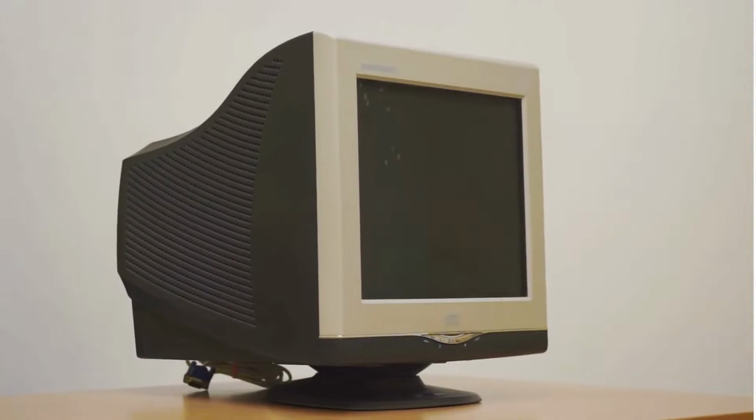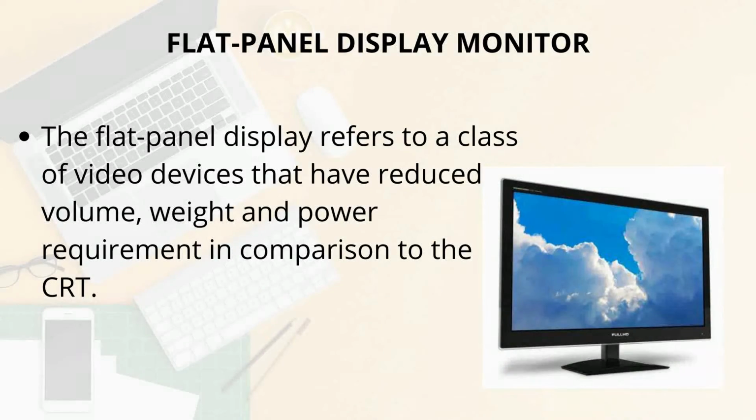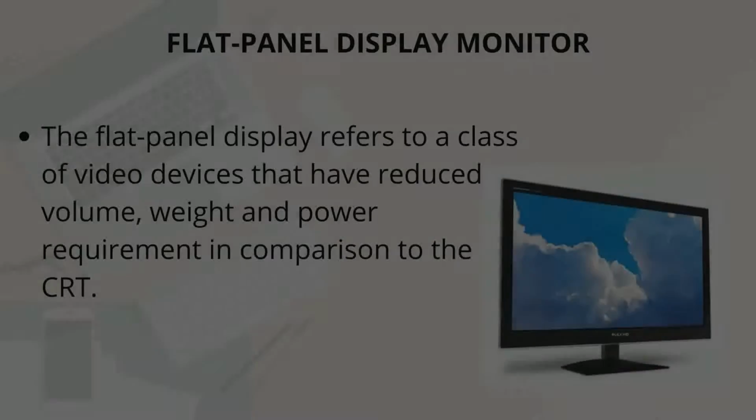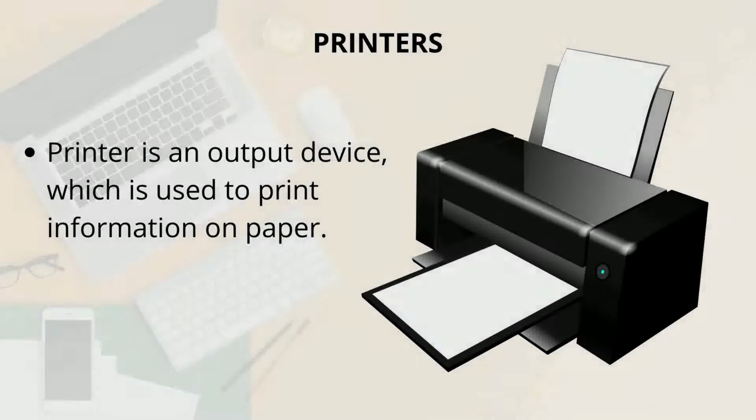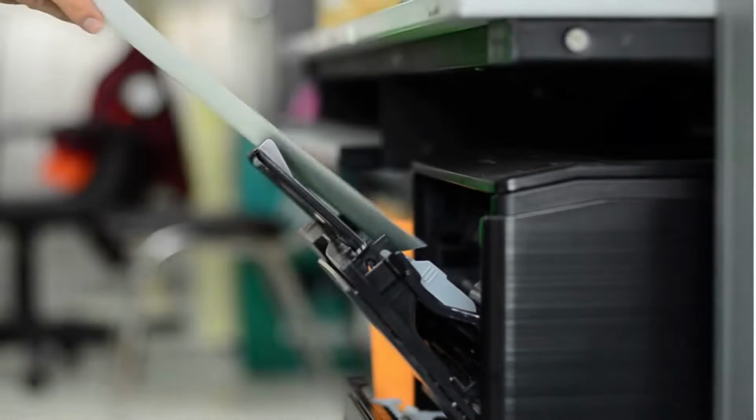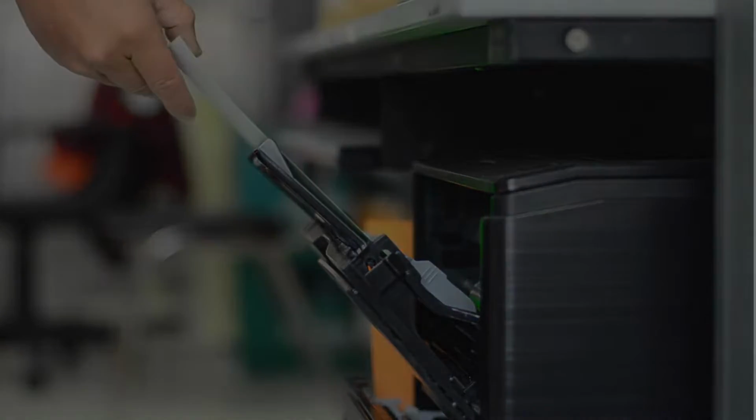There are some disadvantages of CRT. Large in size. High power consumption. Flat panel display monitor. The flat panel display refers to a class of video devices that have reduced volume, weight, and power requirement in comparison to the CRT. Printers. Printer is an output device, which is used to print information on paper.